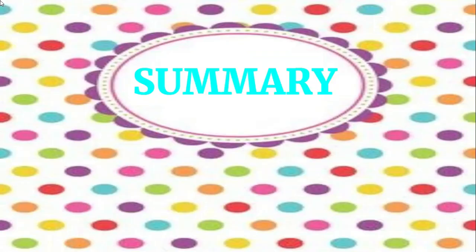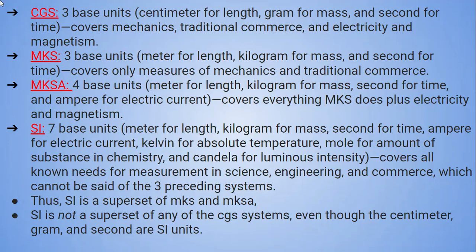Let us see the summary of the metric system of measurements. First, we have seen the C.G.S system, which has 3 base units: centimeter for length, gram for mass, and second for time. It covers whole mechanics, traditional commerce, and electricity and magnetism. And second, we have seen the M.K.S system, having 3 base units: meter for length, kilogram for mass, and second for time. It covers only measures of mechanics and traditional commerce.